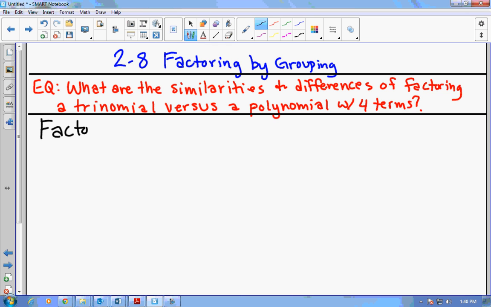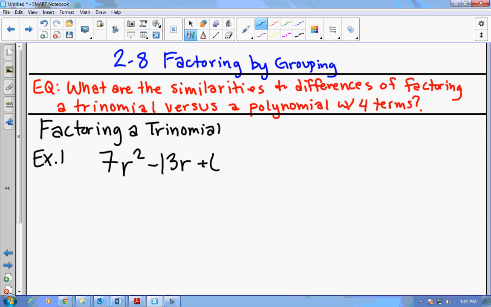Write down the example, factoring a trinomial. Example 1, this is stuff we already know how to do. This is what you're writing, 7r squared minus 13r plus 6. Over here on my board, I have the key as a reminder, the X box method. All you have to do is write down 7r squared minus 13r plus 6 and factor it out. I'm going to let you do that because we already know how. Here's the key in case you forgot. When you're done, put your board up so I can check it off for you.